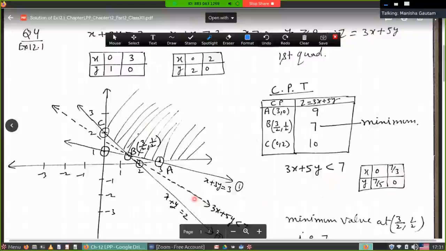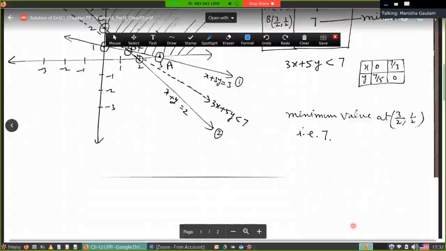This is the line which passes through the corner point B. So the minimum value at this point, that is (3/2, 1/2), is 7. So the answer will be 7, and the point is (3/2, 1/2). This is the solution of question number 4 of exercise 12.1.